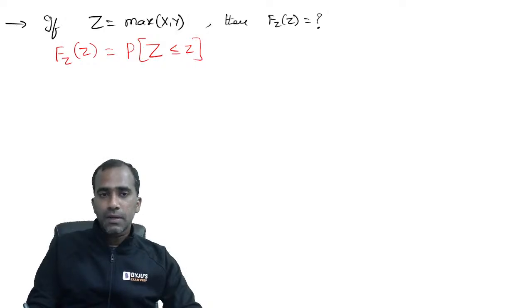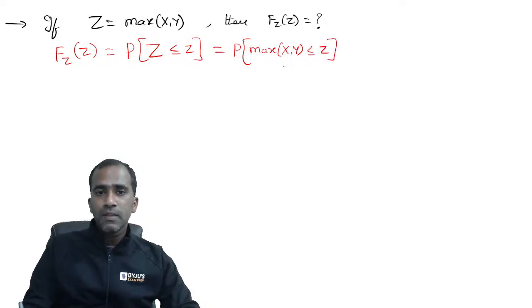What is given about z? The information given about z is that it is the maximum of x comma y, less than or equal to z. Try to understand the next step correctly. It's a very crucial step. From this step to the next step, if you can understand, everything else is simple.